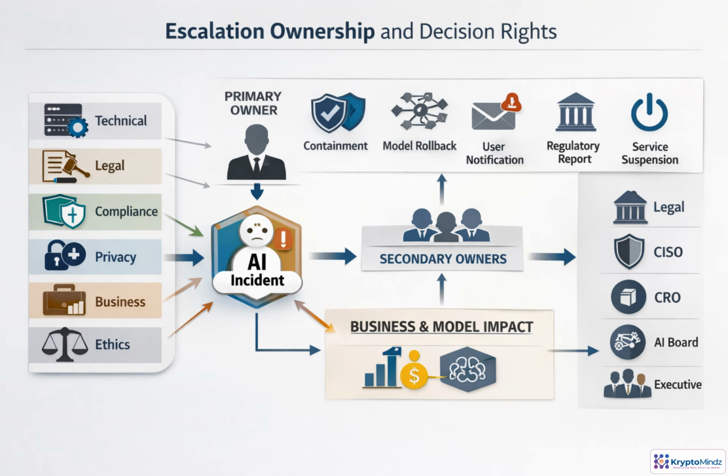AI incident response needs clear decision rights before pressure hits. Each incident category should have a primary owner, with secondary owners ready to support across technical, legal, privacy, compliance, business, and ethics concerns. The owner must know which decisions they can make, such as containment, rollback, notification, reporting, or service suspension. Escalation thresholds then define when to involve legal, the CISO, risk, governance, or executives. This prevents delays, duplicated work, and accountability gaps.